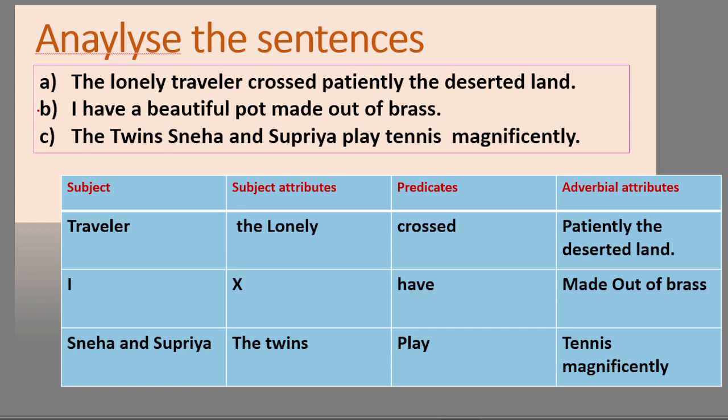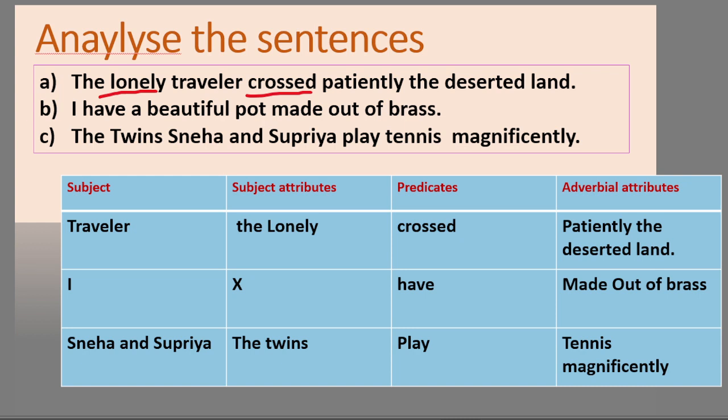So here in this sentence, the subject is traveler and the subject attribute is the lonely, and the predicate is crossed, and the adverbial attribute is patiently the deserted land. Now let us see the second sentence.